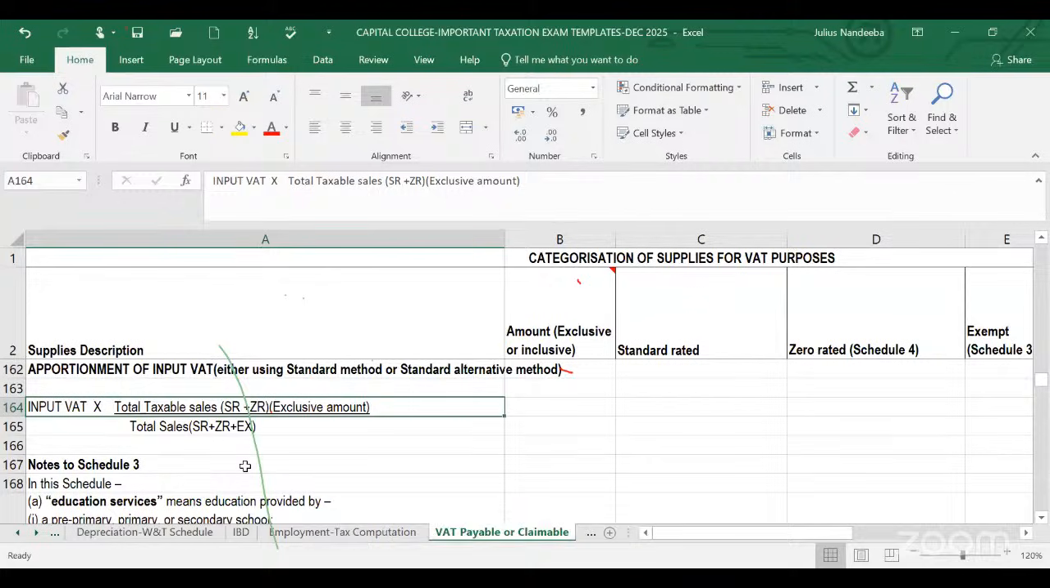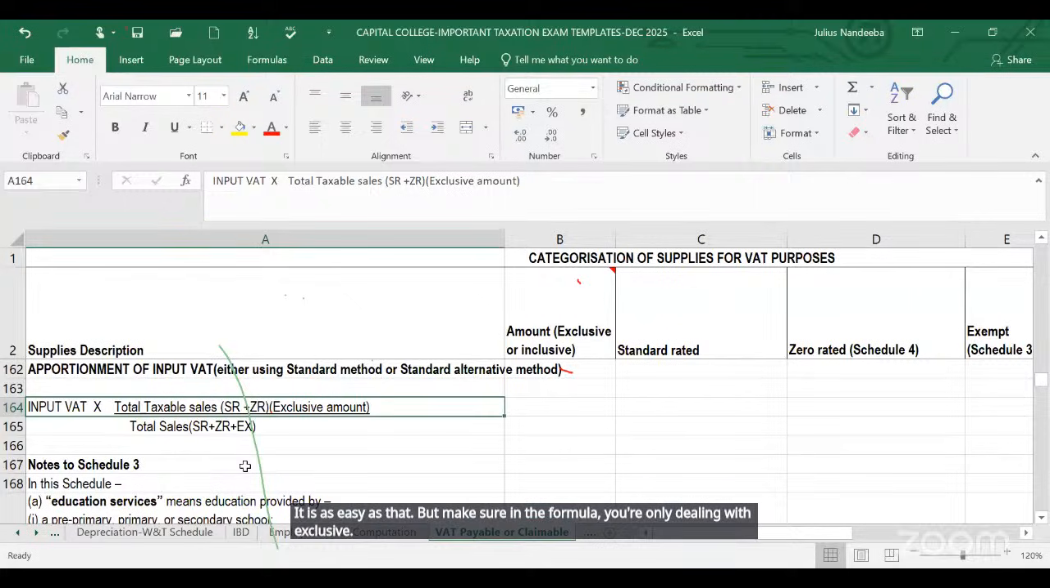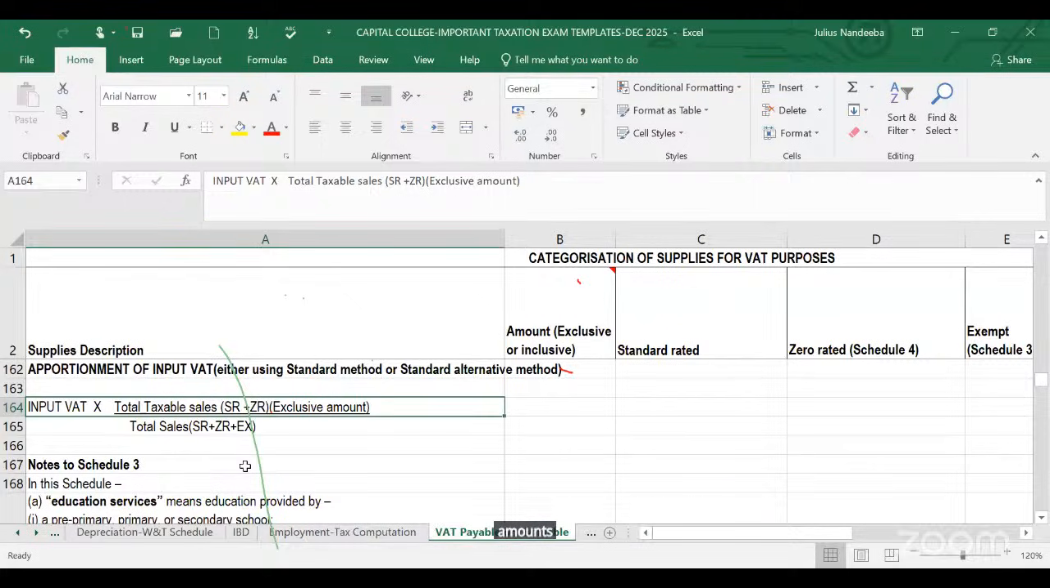It is as easy as that. But make sure in the formula, you're only dealing with exclusive amounts. So we've agreed that the numerator is total taxable sales. The combination of standard rated plus zero rated, and if there are any deemed, you also add it there. Then the denominator, the one below, some people have forgotten math. The one below the denominator is the total sales.